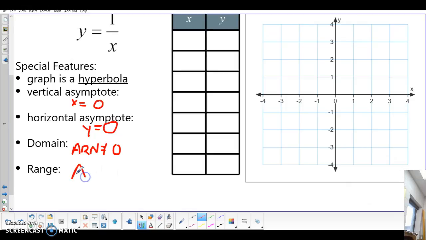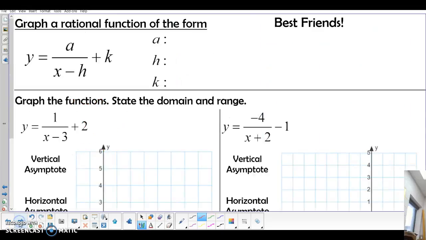And here, the range is all real numbers. I can get any y value I want. All real numbers except 0 as well, because that's where the horizontal asymptote is. Okay? Now, what we're going to do is take our parent function.